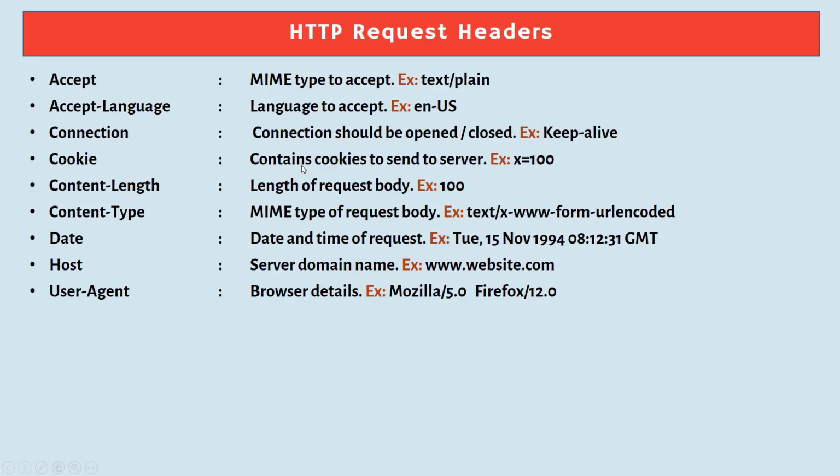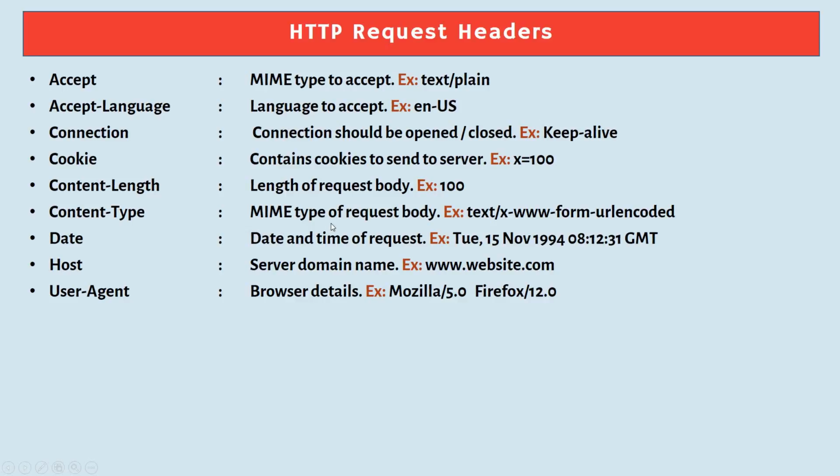Cookie indicates cookies that can be sent from the browser to server. Cookies actually will be stored in the browser memory, but we can submit the cookies to the server. Content-Length is the length of your request body. This will be 0 in case of a GET request. This will be set to the appropriate number of characters depending on the data that you are sending.